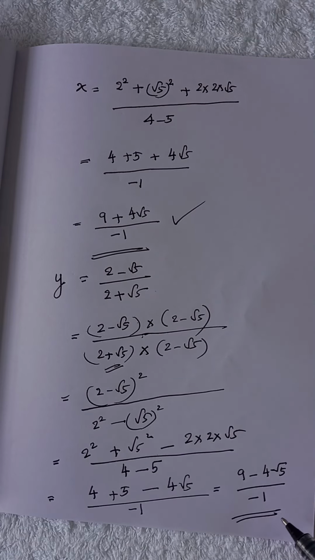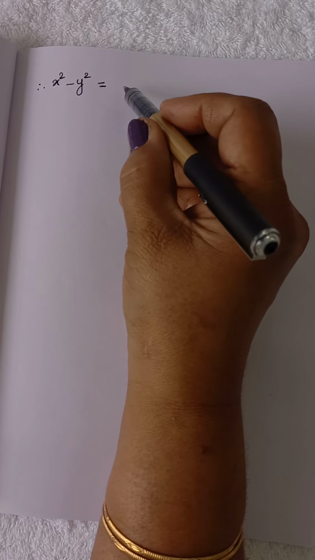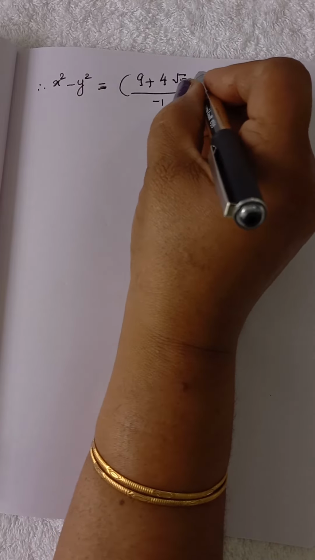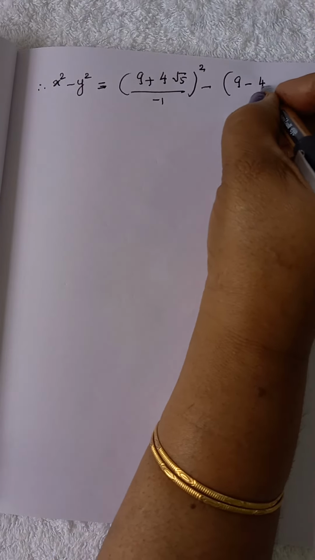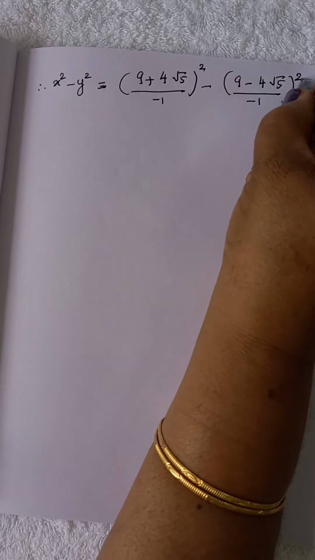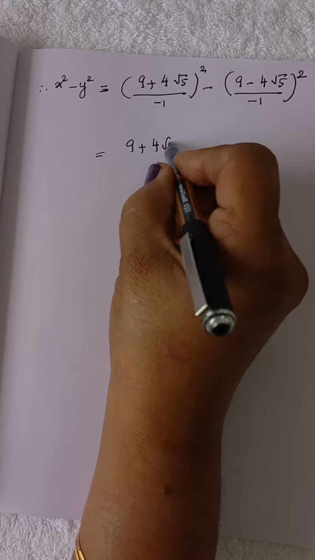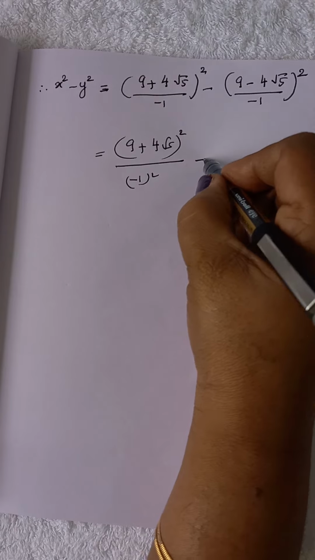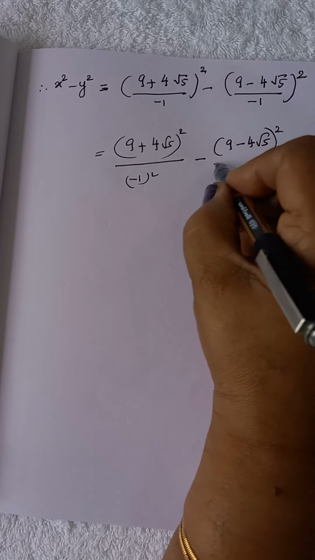What we had to find out? We had to find out x square minus y square. Therefore, x square minus y square is equal to ((9 plus 4 root 5) divided by minus 1) whole raised to 2 minus ((9 minus 4 root 5) divided by minus 1) whole raised to 2. Now this is equal to (9 plus 4 root 5) whole square divided by minus 1 square, then that minus (9 minus 4 root 5) whole square divided by minus 1 square.